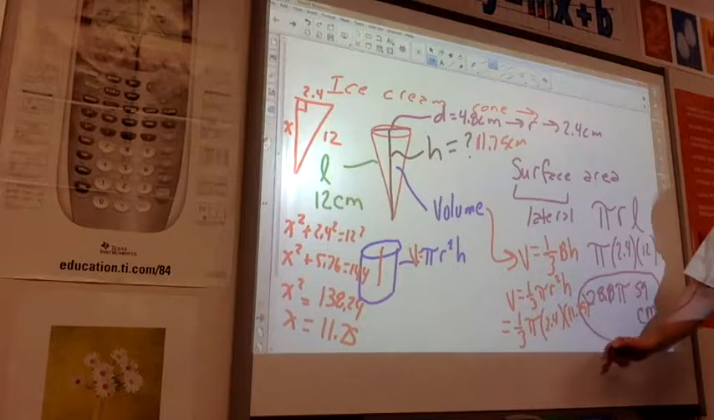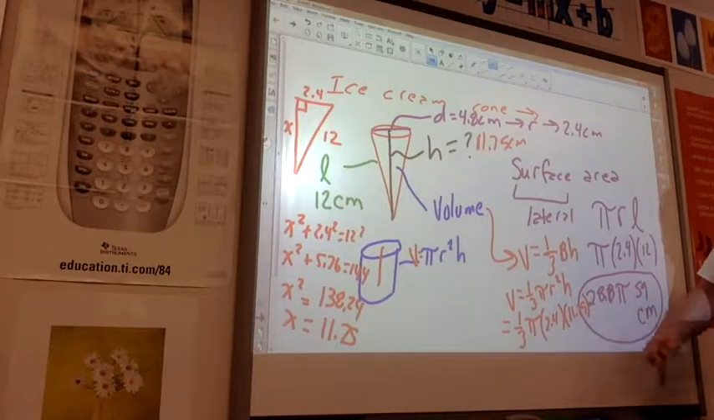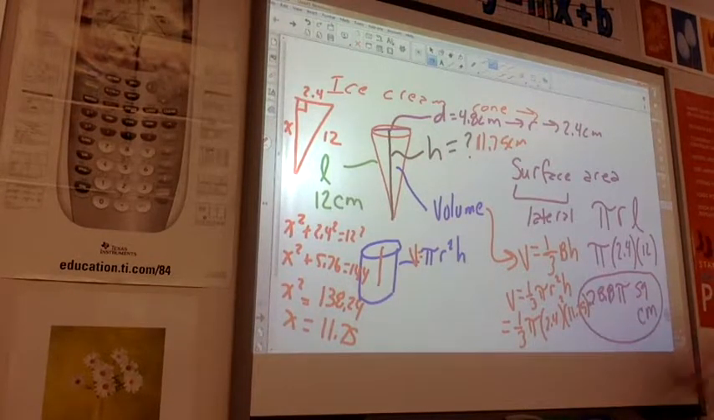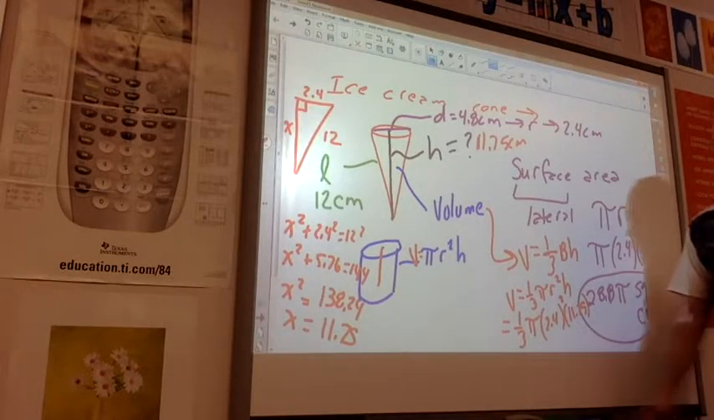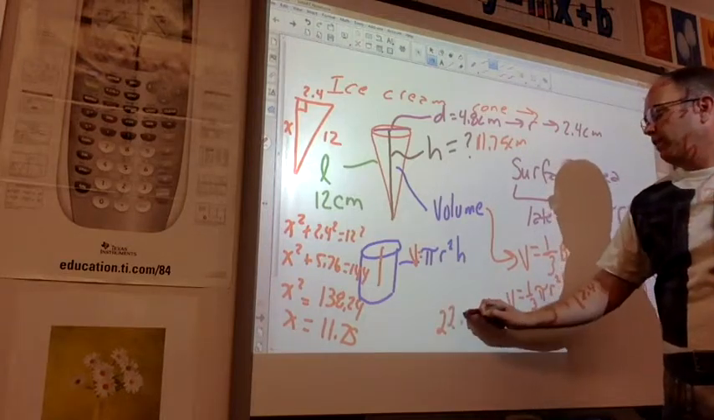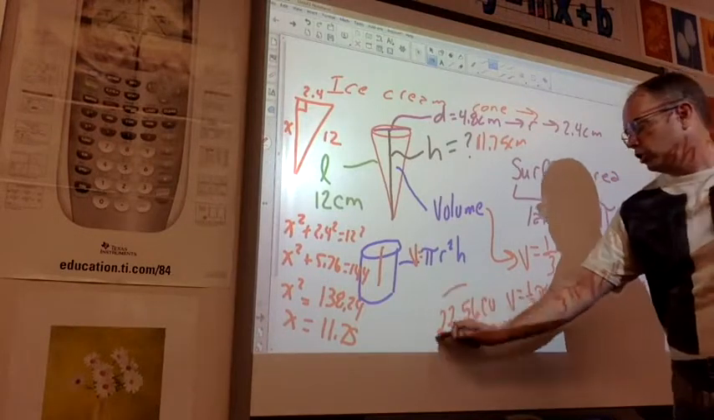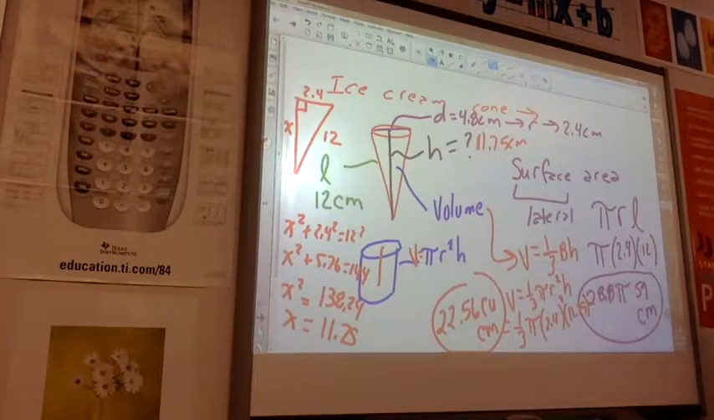All right, let's do the math. 2.4 times 11.75 is 28.2. Divide that by 3. Okay, 9.4. Oh, I didn't square it, did I? Pi r squared, thank you. Wait, let's back up. 2.4 squared is 5.76, right? Times 11.75, times pi, divided by 3. That's 22.56 cubic centimeters. And it's cubic centimeters, not square centimeters, because it's a volume.